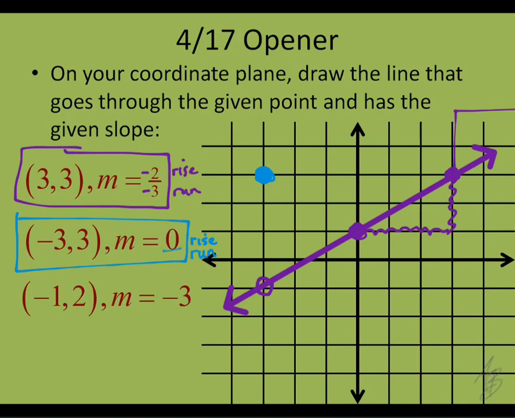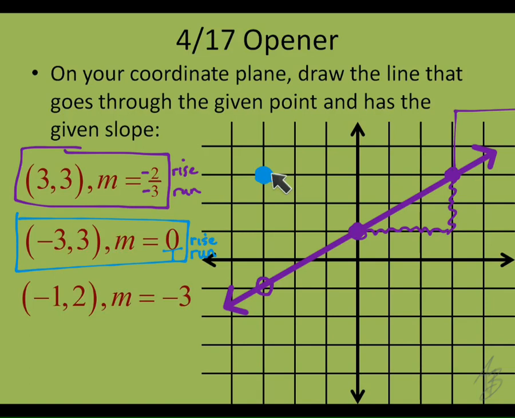Put it over 1. Any number is the same thing as that number over 1. So 0 is the same thing as 0 over 1. Negative 3 is the same thing as negative 3 over 1. We're going to have to do that in the next problem. So we have a rise and a run.